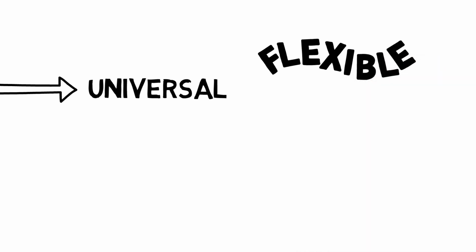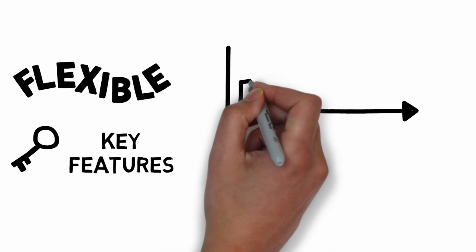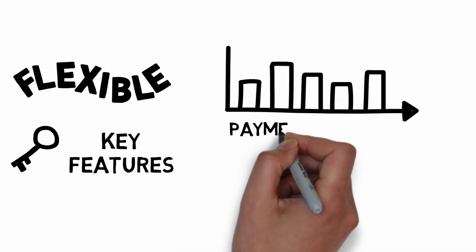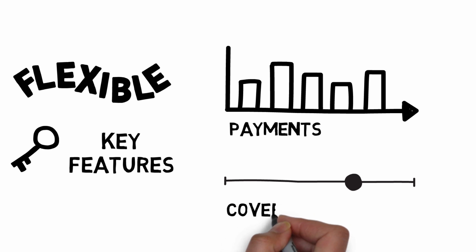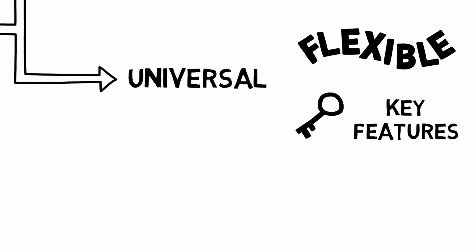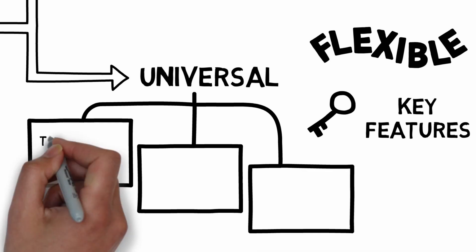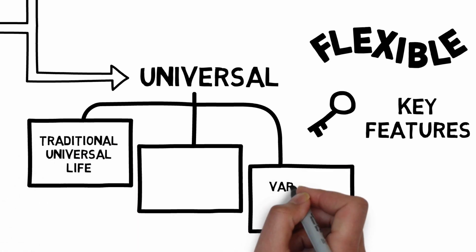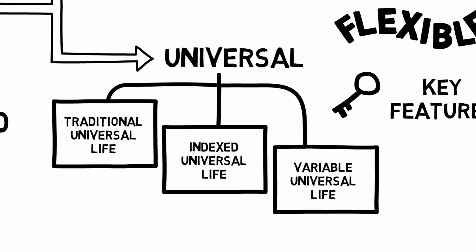Universal life, or UL policies, are a bit more complex because they are very flexible in terms of funding, death benefit adjustments, and investment opportunities. Here are some key features. Rather than fixed premiums, you have the ability to vary your premium payments over time. You also have the ability to raise or lower the amount of coverage, though raising your coverage may require additional medical requirements unless you're converting a term policy non-medically. In this video, we'll cover three types of universal products: traditional universal life, variable universal life, and indexed universal life.